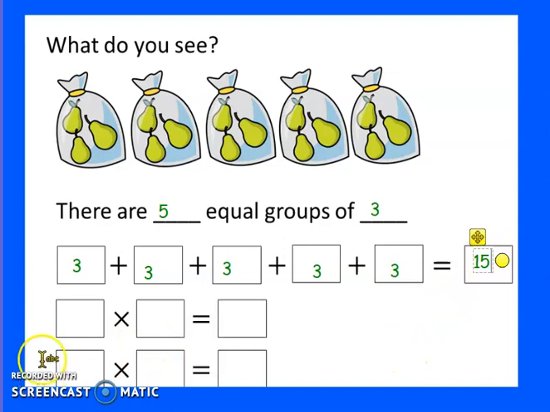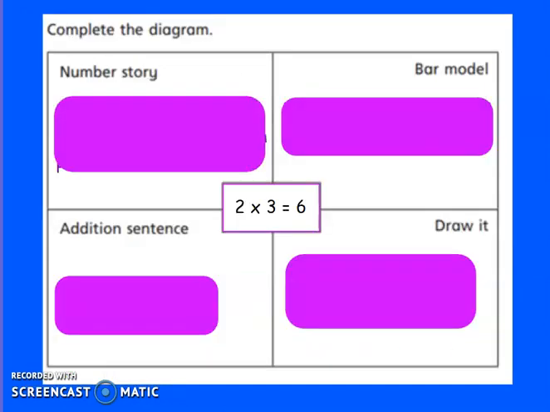How would we write that as a multiplication? Well, there's 5 lots of 3 pears. And the answer was 15. Can we write that a different way? That's right, we could switch the numbers round. 3 times 5 equals 15. Super, you're working really hard, Year 3.